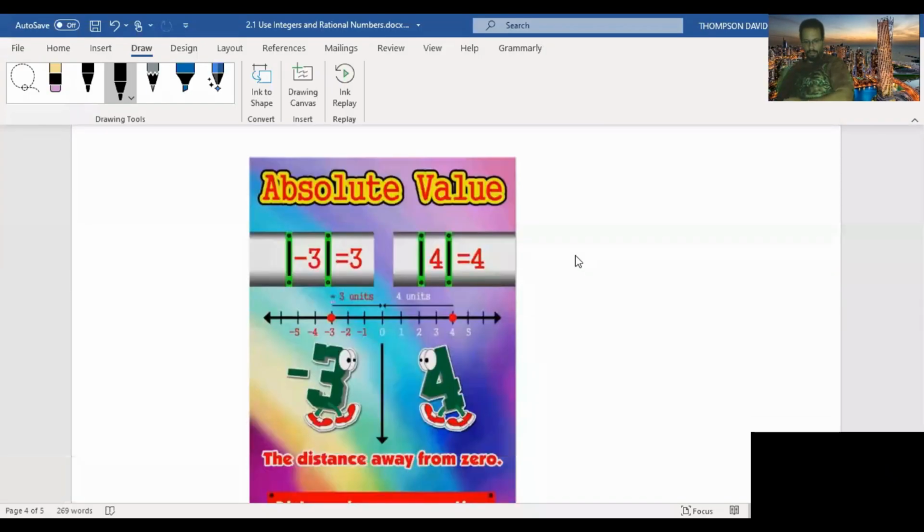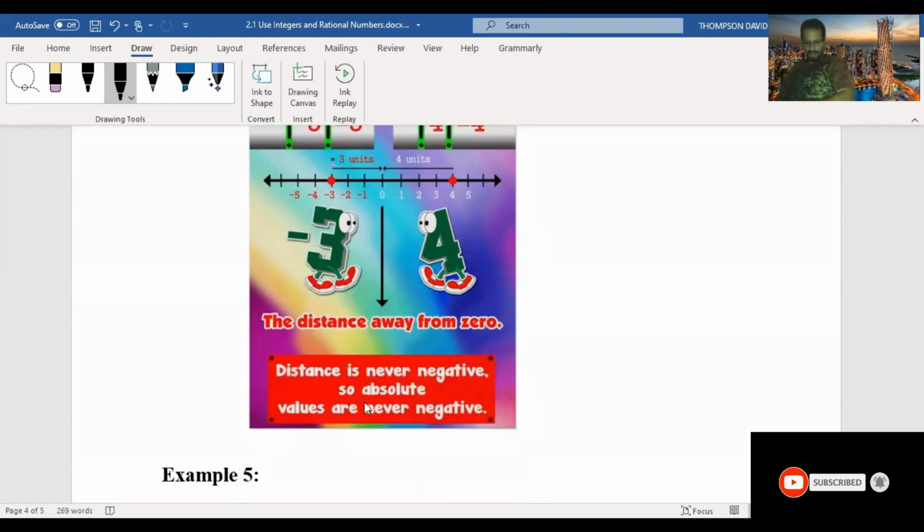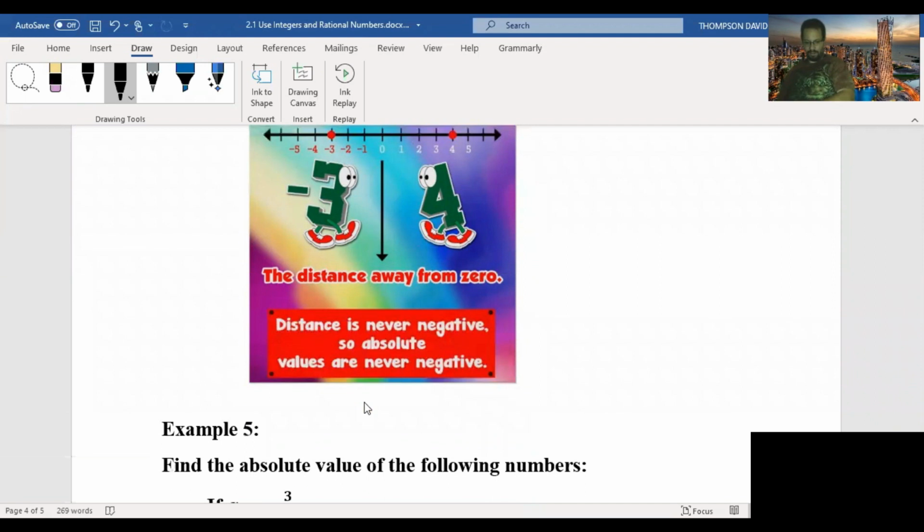Absolute value. It measures distance from 0. For example, the absolute value of negative 3 equals 3 because it's 3 units from 0. The absolute value of 4 is positive 4 because it's 4 units from 0. Distance is never negative, so absolute values are never negative.